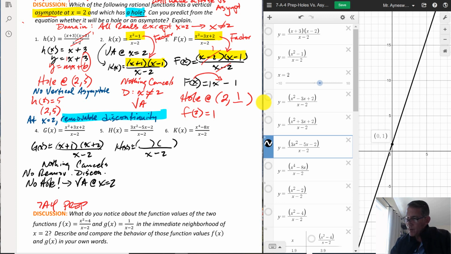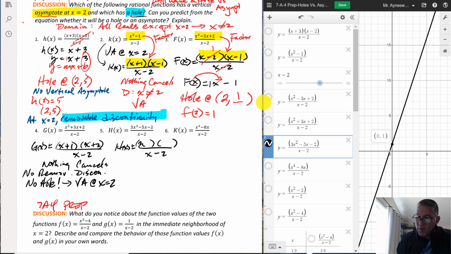So how does that happen? Why is this linear? And let me see at 2. Let's go up to 2, right there. Let me see if I can get it right at 2. There we go, right there. It's hard, but it's undefined at 2. There's a hole at 2 comma 7. Okay, so how do we get that?